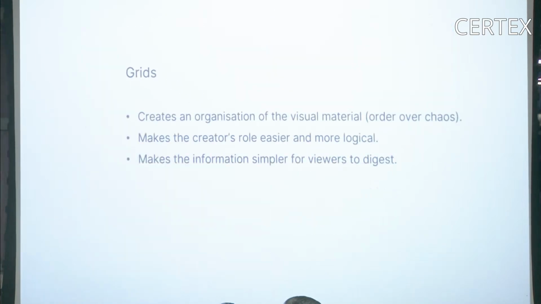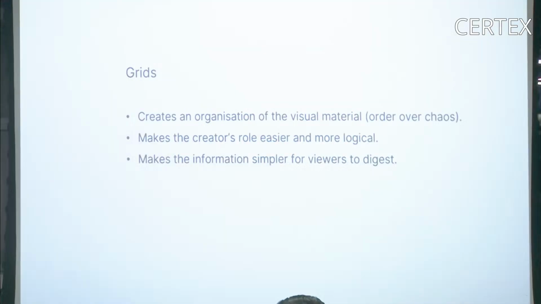So grids create an organization, a visual order. Basically, they create order above chaos. It also makes the role of the creator or the designer much easier, because you don't have to think about whether you should nudge it a little bit towards the left or towards the right. If the grids are already there, that becomes more logical. It also makes the information simpler for viewers to digest, because they have some idea of what will happen, since they are seeing the same pattern. So with grids, we can create the pattern.